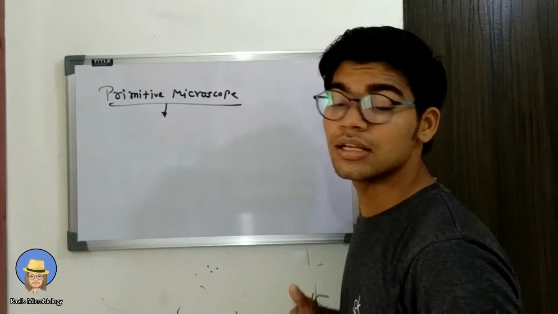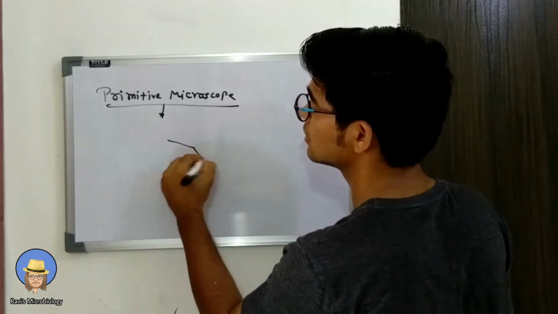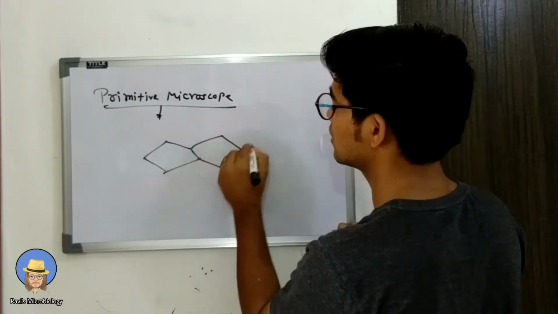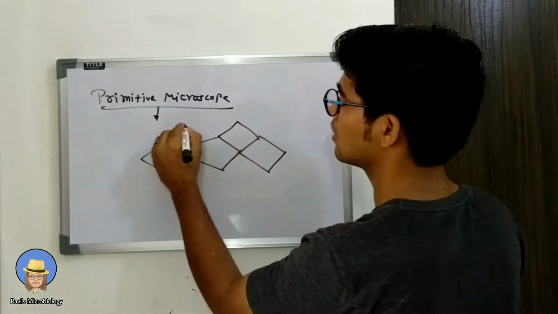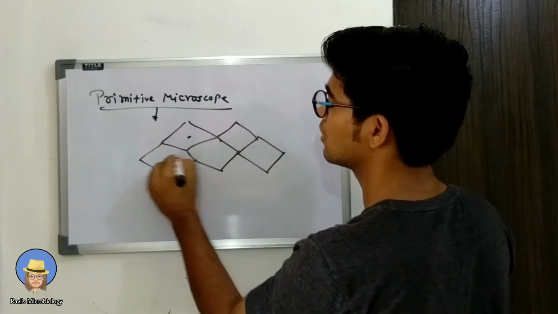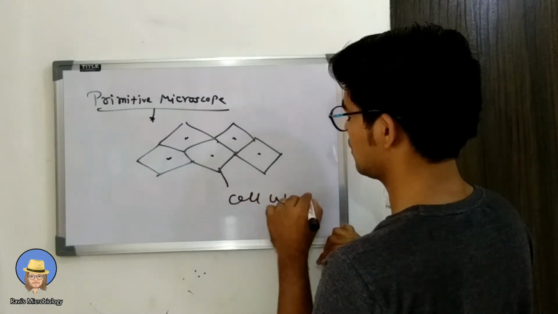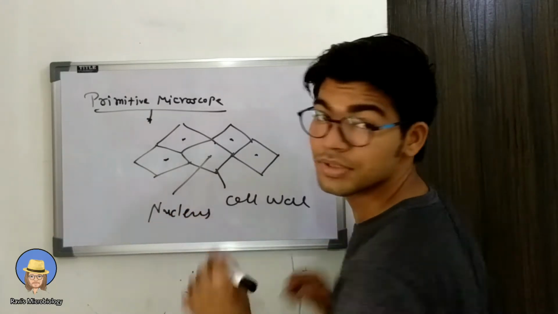If we see a cell in an onion tip, then we see it like this. This is the cell wall, and this is the nucleus of the cell.